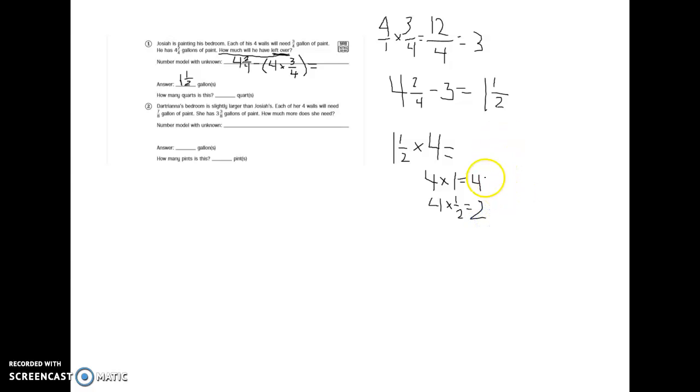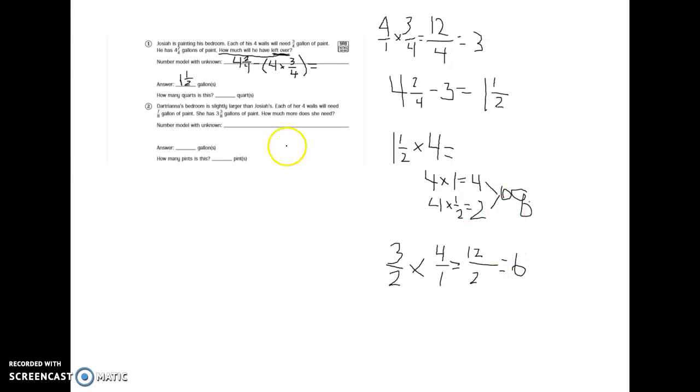And then I add those together to get 6 quarts. So my other option I could have done is I could have turned 1.5 into an improper fraction, which would have been 3 halves, and multiplied that by 4, which would be 4 over 1, which is going to get us 12 over 2, which we know 2 goes into 12 6 times.